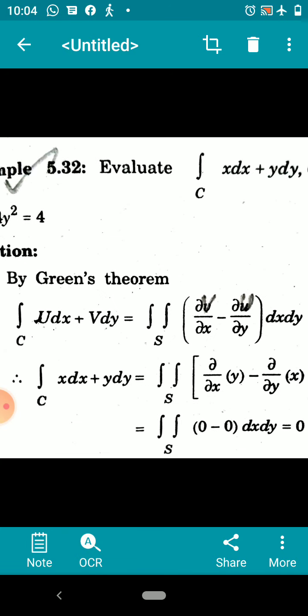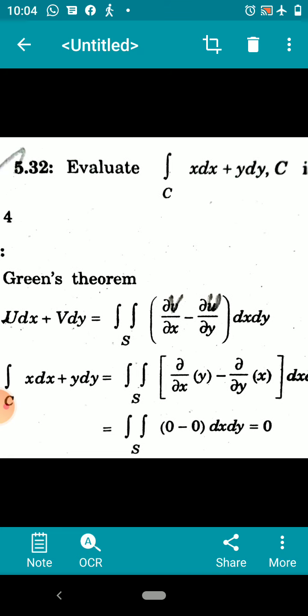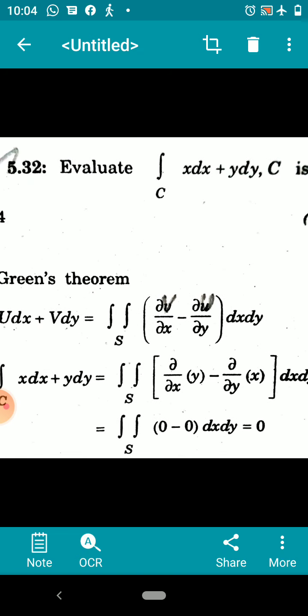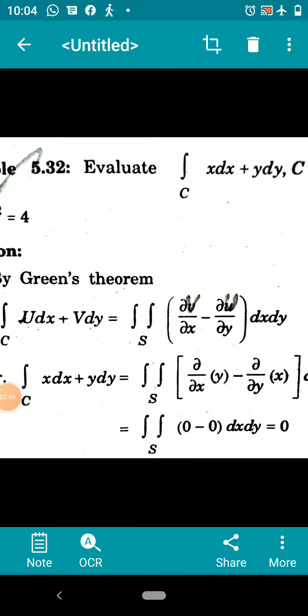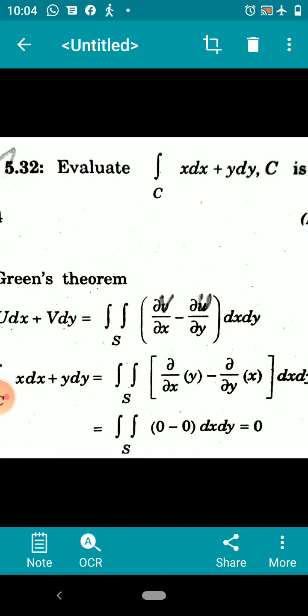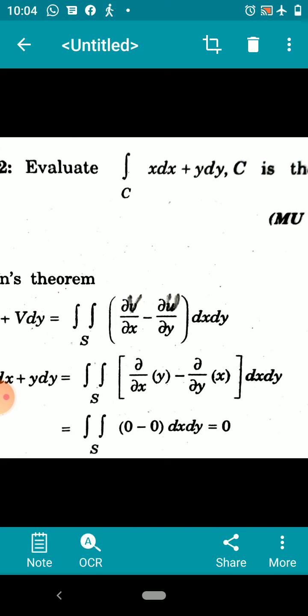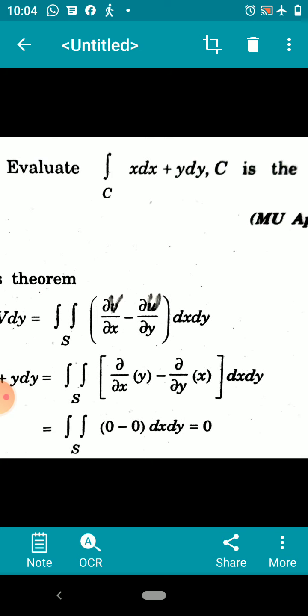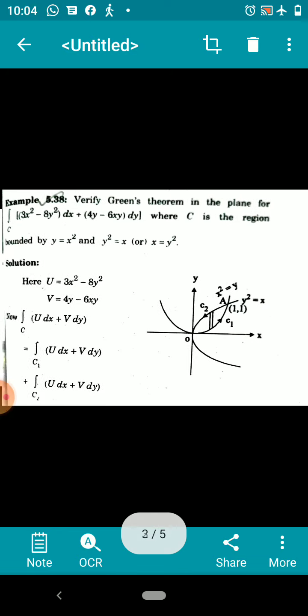So here, they have given in the question x dx plus y dy, which is equal to dou by dou x of y minus dou by dou y of x. So for dou v by dou x, we are taking v as y, and for dou u by dou y, they have given u as x. When differentiating y with respect to x, we will get 0 only, and differentiating x with respect to y, we will also get 0. So the term will be 0. This will be asked as a 2-mark question.